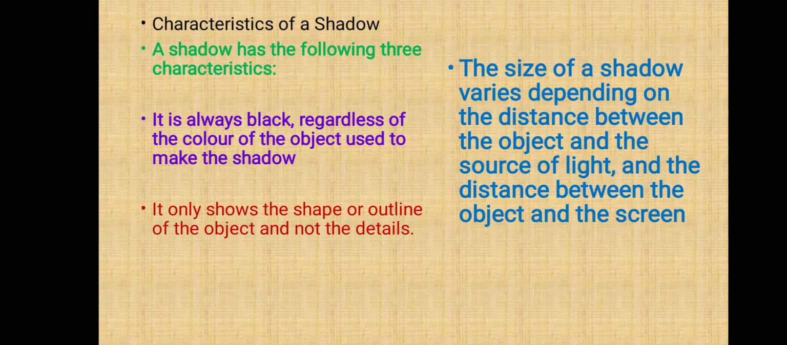Characteristics of a shadow. A shadow has the following three characteristics. It is always black, regardless of the color of the object used to make the shadow. It only shows the shape or outline of the object and not the details. The size of a shadow varies depending on the distance between the object and the source of light, and the distance between the object and the screen.